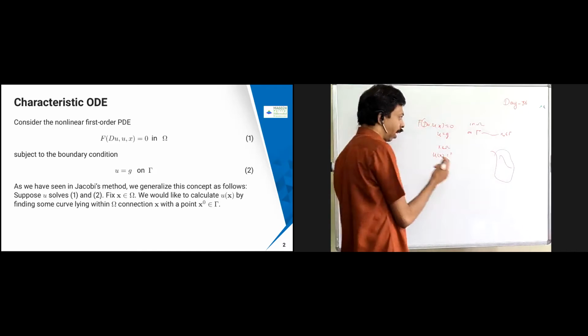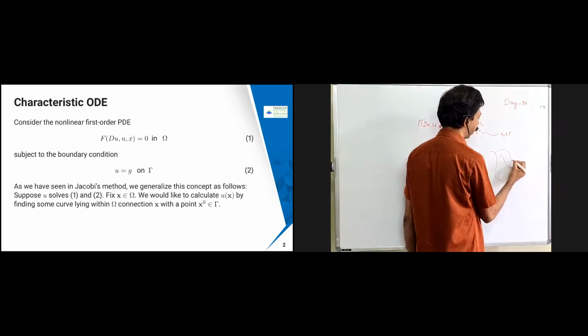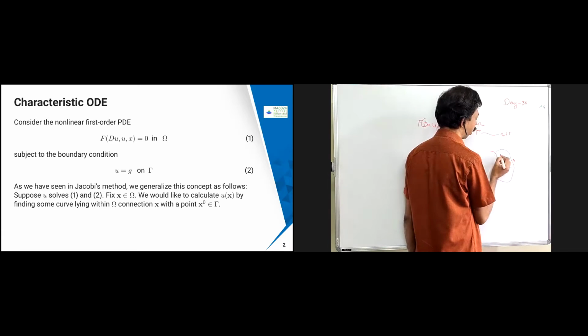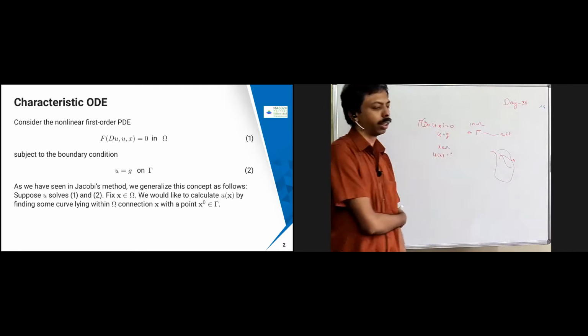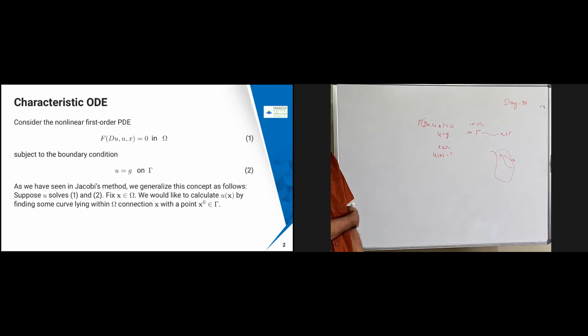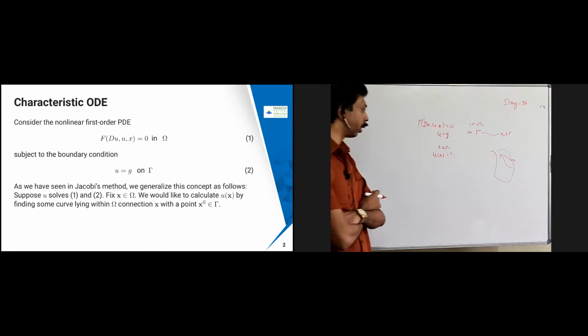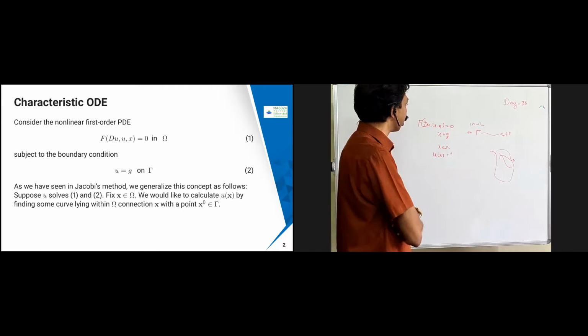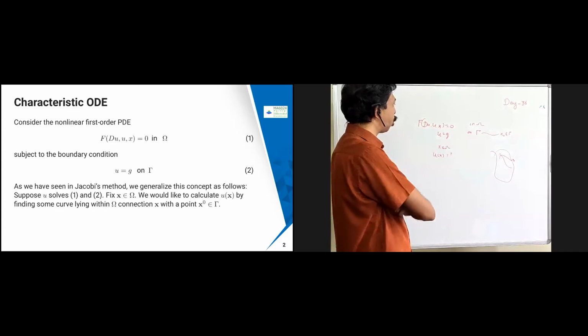There is an x naught over here, and I have x here. I need to find a curve which is connecting x and x naught, finding some curve lying within omega, connecting x with the point x naught in gamma. That's the one I am going to find, because I also need to satisfy u equal to g.